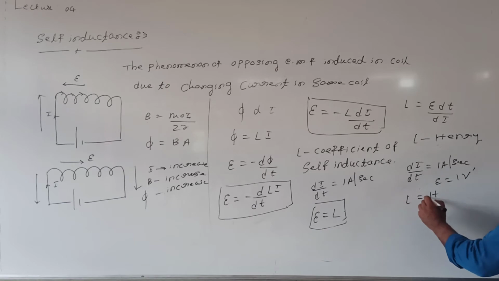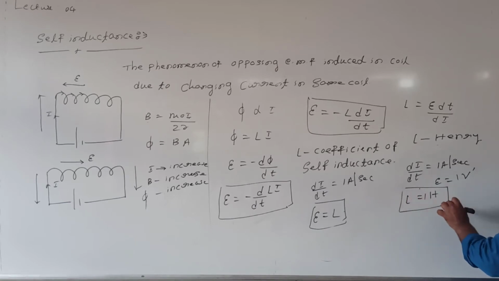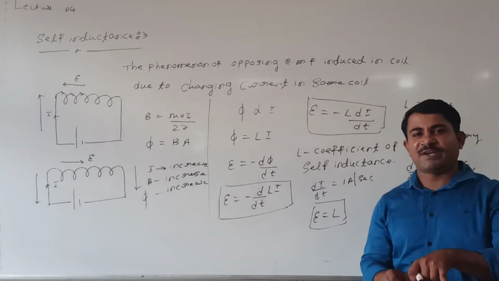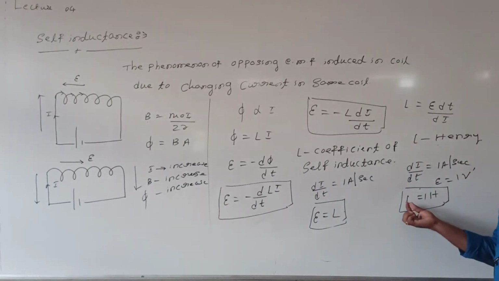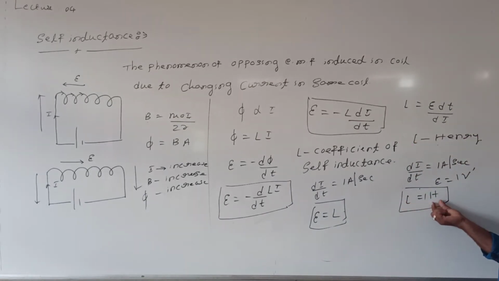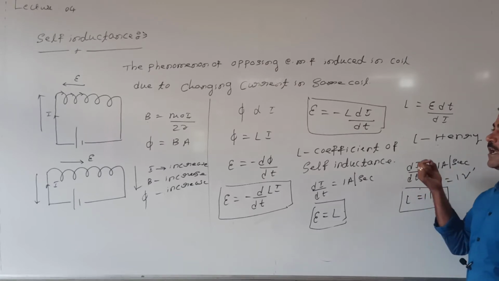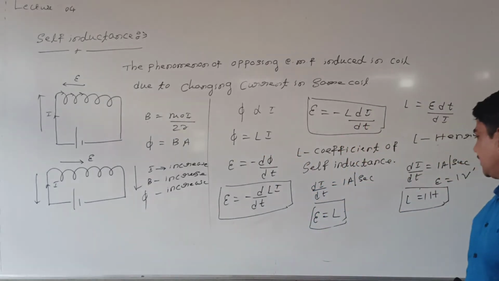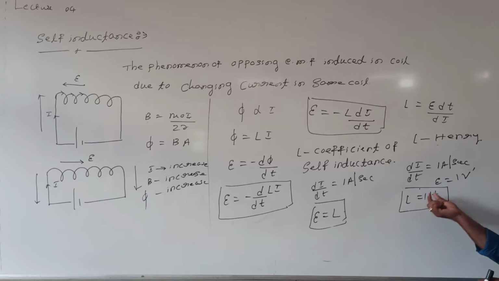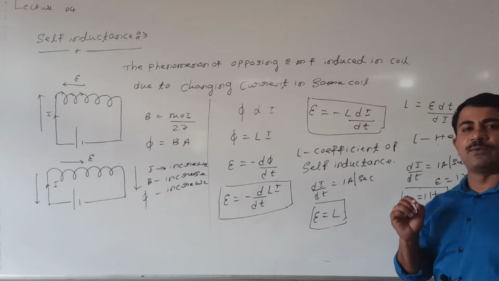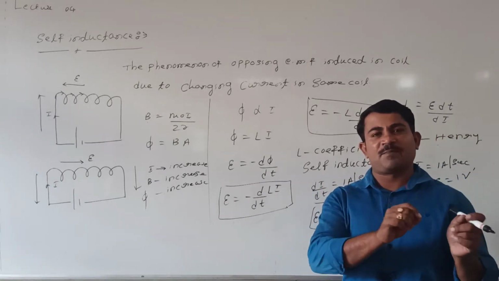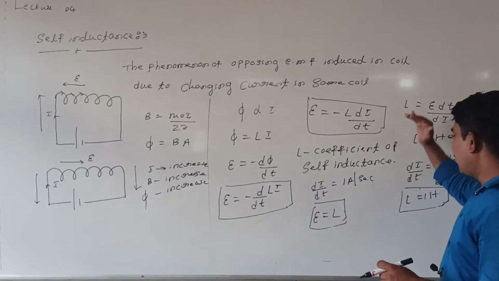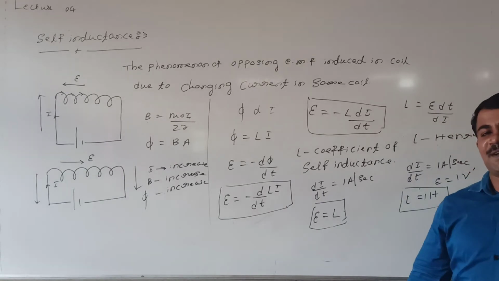Again from this I can define the meaning of coefficient of self-inductance. How to define? Coefficient of self-inductance is said to be 1 Henry if current changes at the rate of 1 ampere per second such that it induces an EMF of 1 volt in the coil. This is the alternate definition of coefficient of self-inductance.